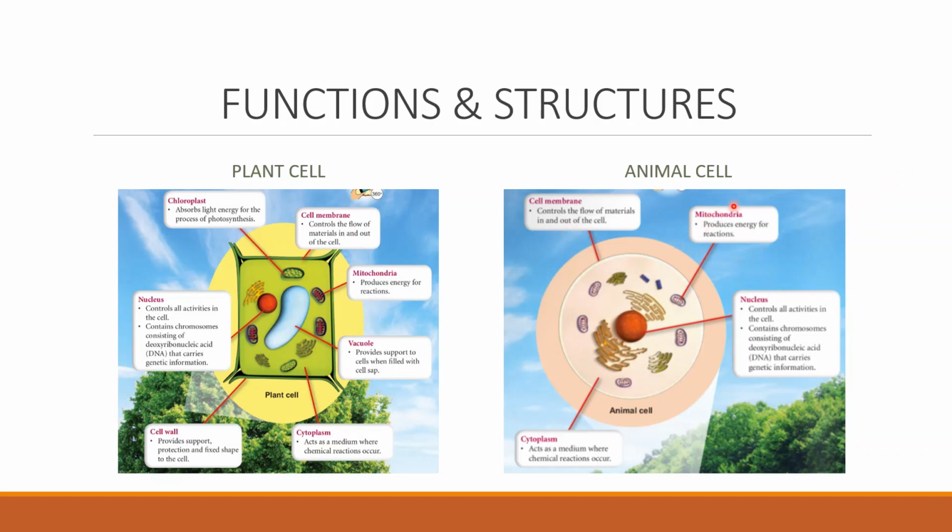After that, we'll talk about the mitochondria, which produces energy for reactions, which is over here. You can call it peanut-shaped mitochondria, of course, this is an informal way of speaking. Then there is the nucleus. The nucleus controls all activities in the cell. The nucleus contains chromosomes consisting of deoxyribonucleic acid, more commonly known as DNA, that carries genetic information. So the nucleus is very important as, in a sense, it carries the identity of the cells. The nucleus can be seen over here and there, both in animal cells and plant cells.